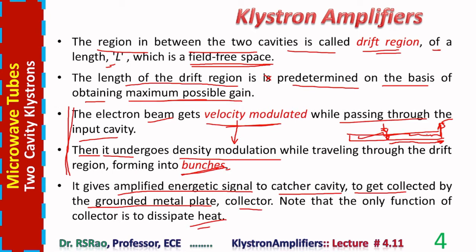into the signal. By the time the beam reaches the output cavity, energy transfer to the signal becomes maximum. The length between the cavities, L, is selected in such a way that the maximum possible amount of energy transfer takes place from the electron beam to the signal. Now, at the output cavity, we have a highly energetic signal, and it is taken out for further processing from the output cavity, or catcher cavity, using a loop.